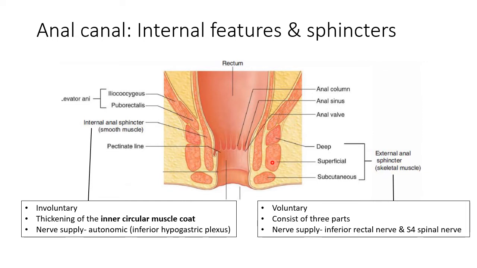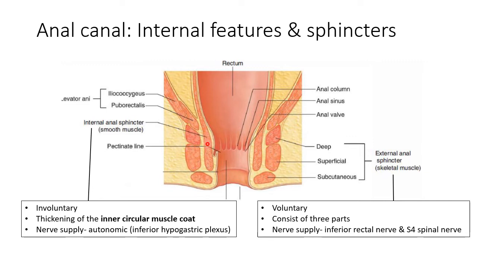It has three parts. There is a subcutaneous part, a superficial part, and a deep part. And the deep part attaches or connects with the levator ani. Okay, so three parts. The differences are, again, this is internal anal sphincter is made of smooth muscle.